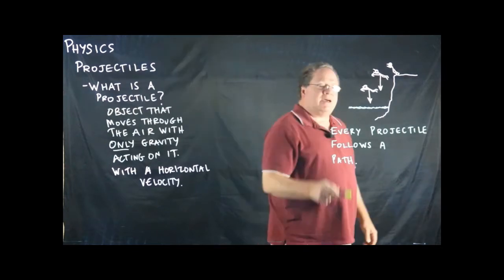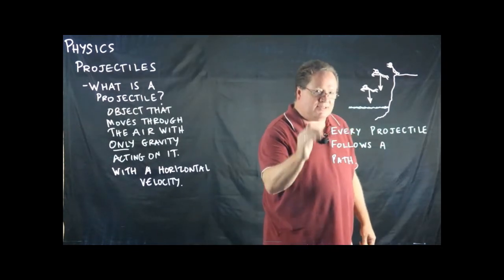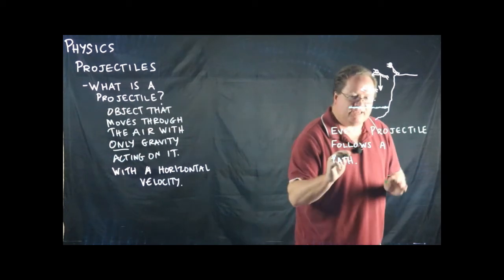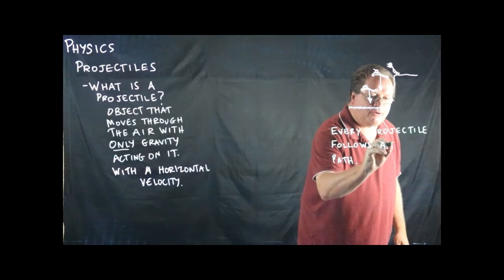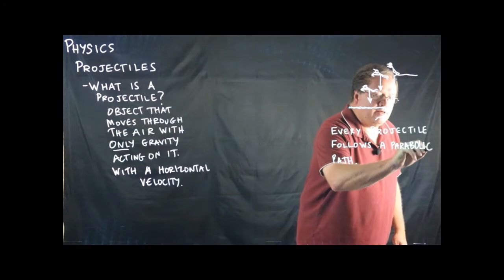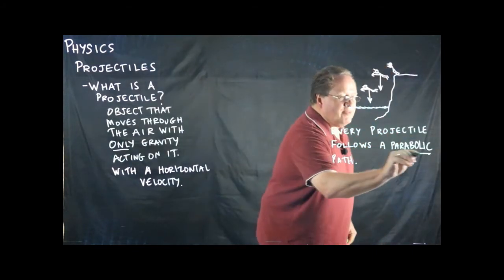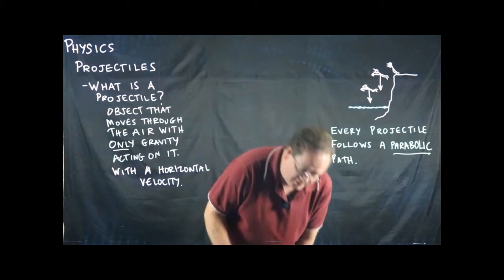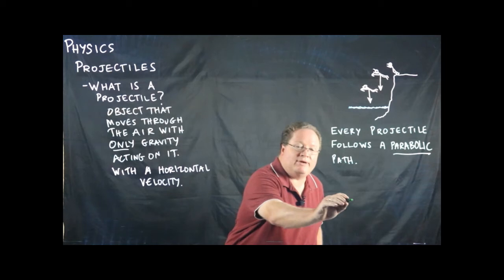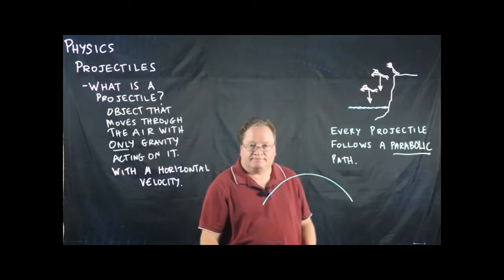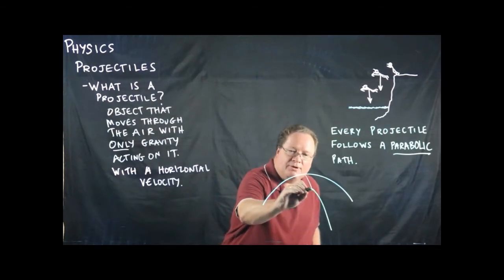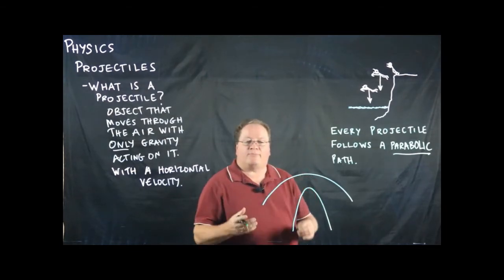If you follow that path, what you'll find is every single time you look at a projectile, if only gravity is acting on it, you're going to follow a particular path, and that is the path of a parabola. So we will say that you will follow a parabolic path. You may have heard this term from math before, but a parabola basically is going to look like so. I can change things a little bit. I can go steeper. But it's always going to follow the path of a parabola.